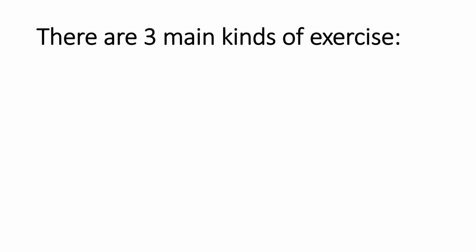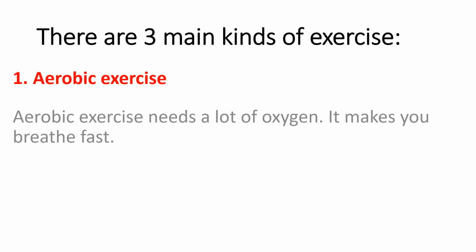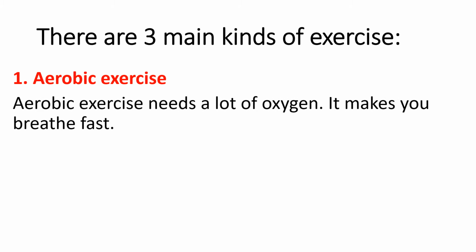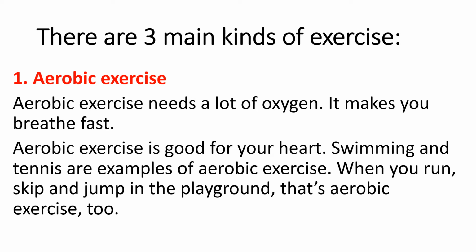There are three main kinds of exercise. We have here aerobic exercise. We learned this one last time or yesterday. Aerobic exercise needs a lot of oxygen. It makes you breathe fast. Aerobic exercise is good for your heart. Swimming and tennis are examples of aerobic exercise. When you run, skip, and jump in the playground, that's aerobic exercise too. So this is the first kind of exercise.